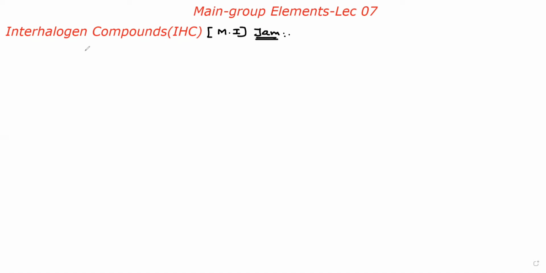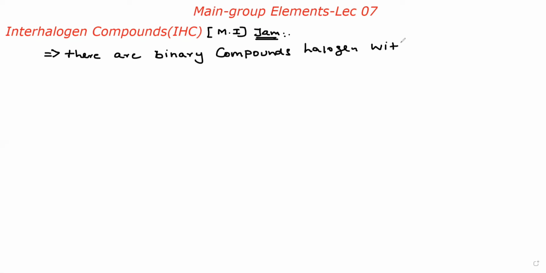Okay, now see, what is interhalogen? Please note, I give the definition. They are binary compounds of halogen with each other. Very important. With each other. The two halogens can make interhalogen compounds within themselves.